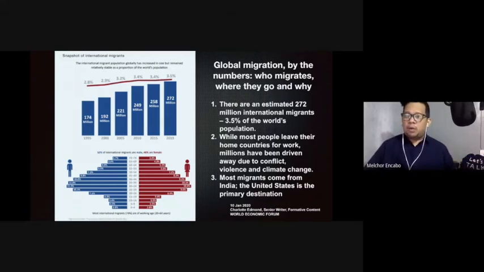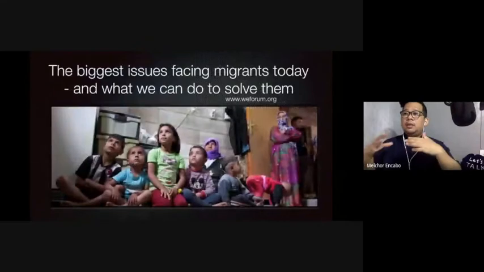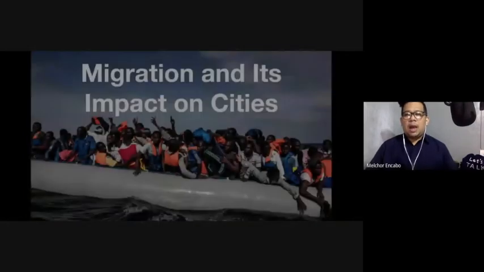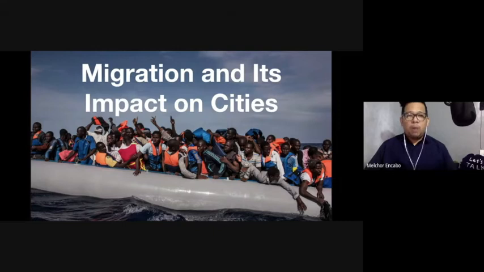Now, the biggest issue facing the migrants today is this, yung conflicts ng territory, just like for example, the one you seeing in the picture, ito yung mga bata from Syria. Hindi ko alam kung natatandaan niyo pa yung mga balita tungkol dyan. At syempre, alam nating lahat na ang epekto nito ay hindi lamang sa individual, kundi sa cities at sa bansa. So in this part of the discussion, we will be talking about the migration and its impact on cities.